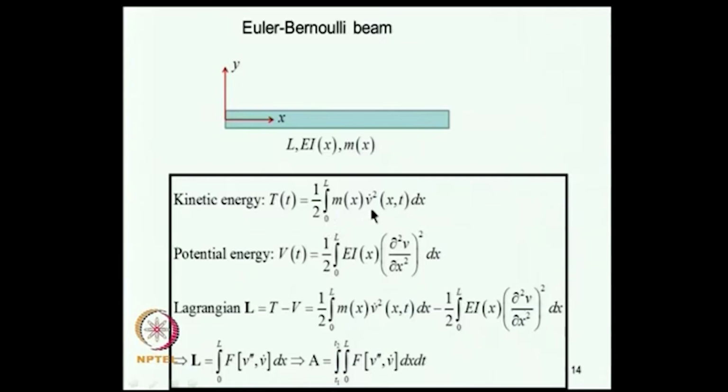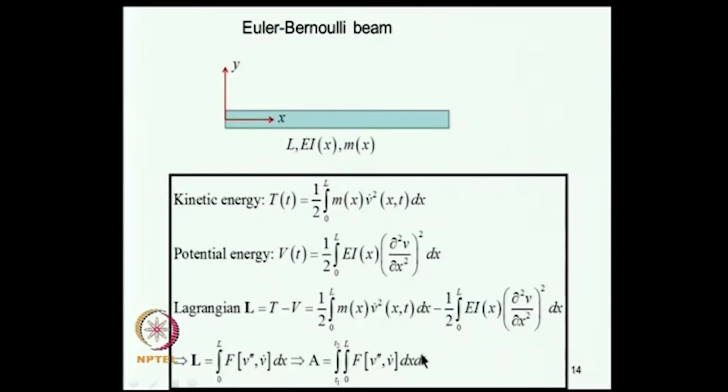this expression, m of x into v dot square dx. I am considering that the underlying theory is the Euler-Bernoulli beam theory, therefore there is no contribution to kinetic energy from rotary inertia. Similarly, when I write the potential energy, this is the strain energy due to bending, and there is no contribution to this energy from shear deformation. So, if you include rotary inertia and shear deformation, we will get the corresponding formulation for a Timoshenko beam. But right now, we will focus on the Euler-Bernoulli beam, and this is the Lagrangian T minus V, and this is the action integral.